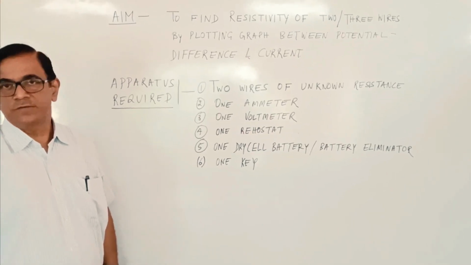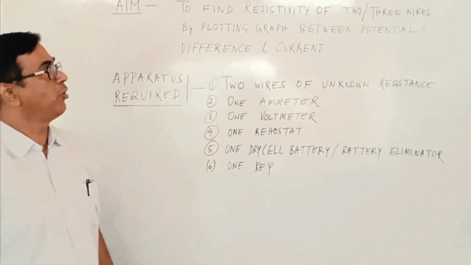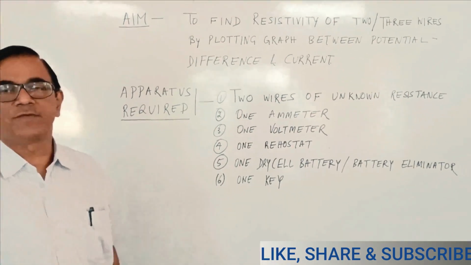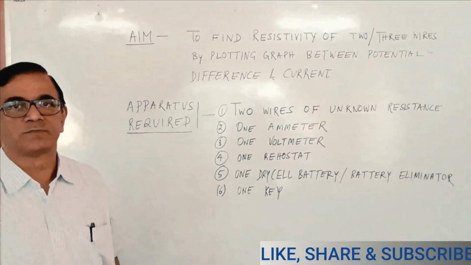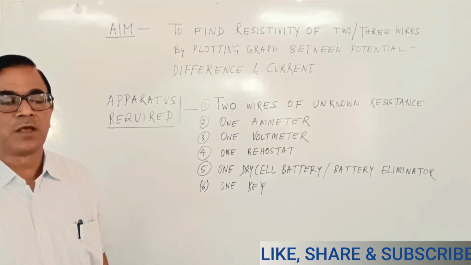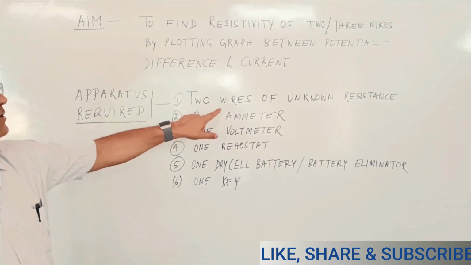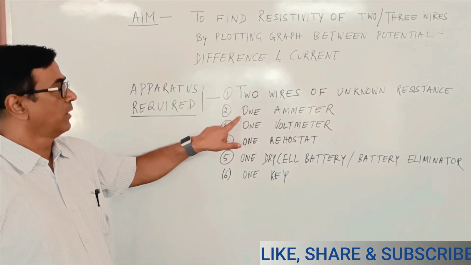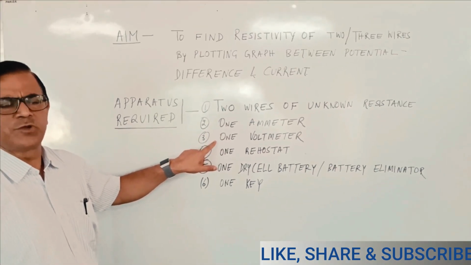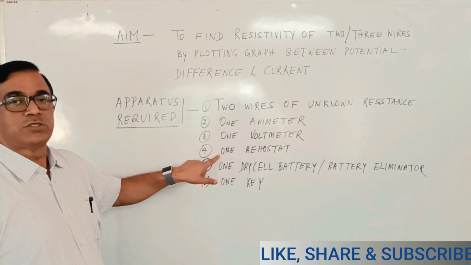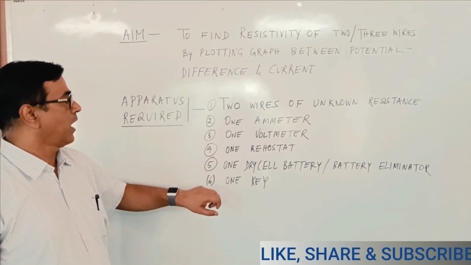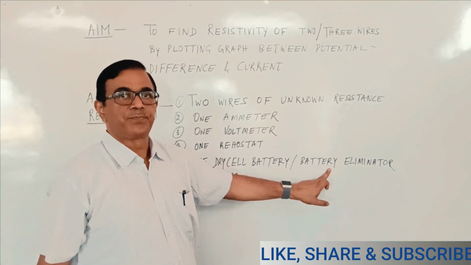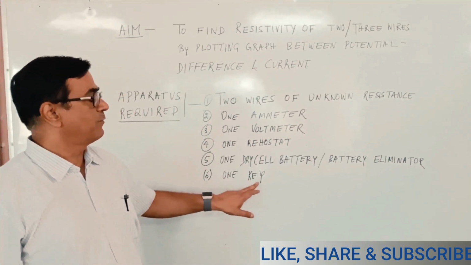So today's objective is to find the resistivity of 2 to 3 wires by plotting a graph between potential difference and current. For the experiment, you will require 2 wires of unknown resistance, 1 ammeter, 1 voltmeter of suitable range, 1 rheostat, 1 dry cell battery or the battery eliminator, and finally you require a one-way key as well.